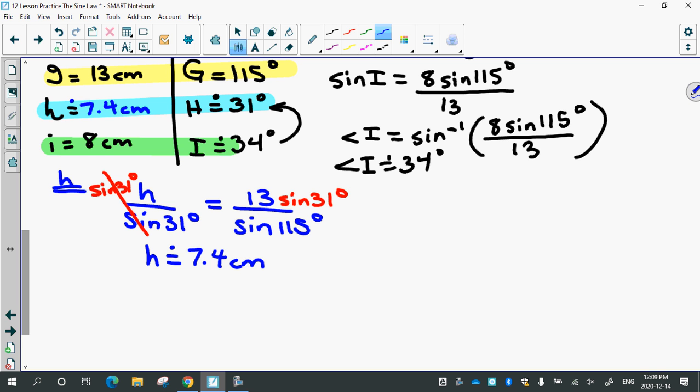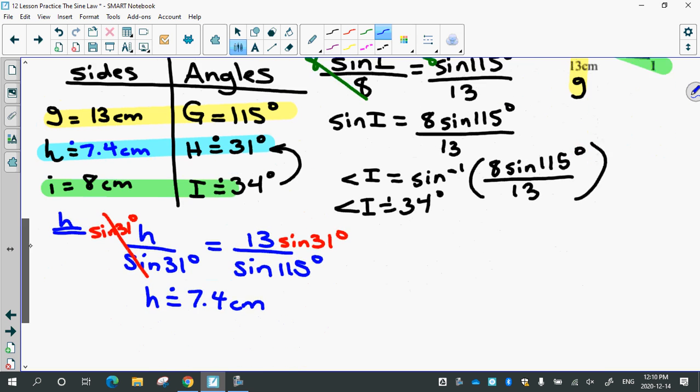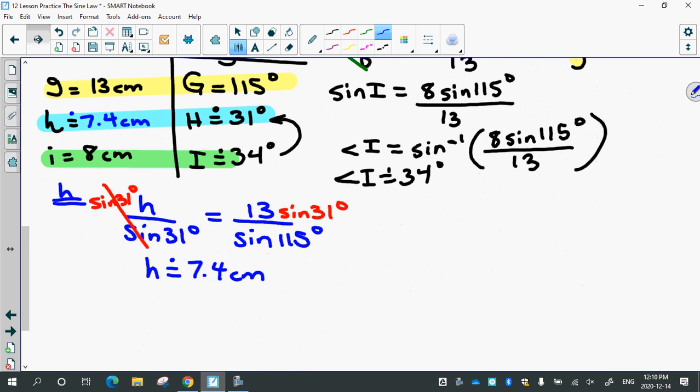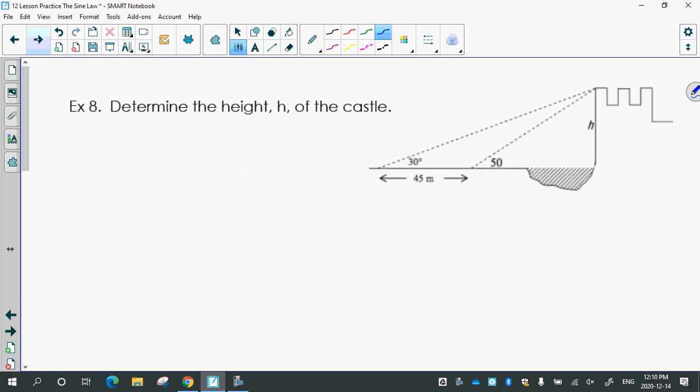Any questions about that one? Great. So now we're on a problem similar to what we did this morning. Determine the height of the castle, but this time we're given the distance between the two. So the side that we're given is not a side of a right angle triangle. Does everyone agree with that? The side we're given is not a side of a right angle triangle.